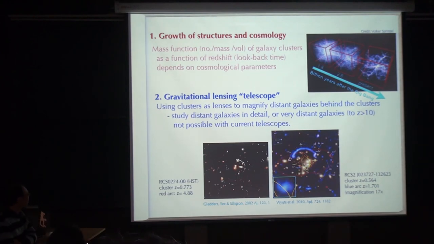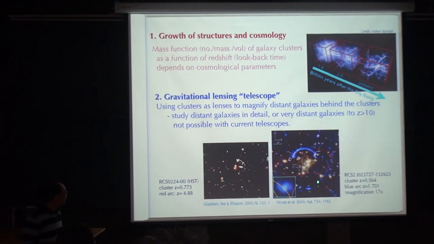Here I'm showing you two examples of these lenses, both found by the Red-Sequence Cluster Survey. This yellowish object is actually a galaxy in the cluster. And then you see these arcs. There's a really nice one here in the red, which you probably cannot see. They're actually different arcs that are magnifications of galaxies sitting well behind the cluster. So for example, this red arc you cannot quite see is at a redshift of almost 5.